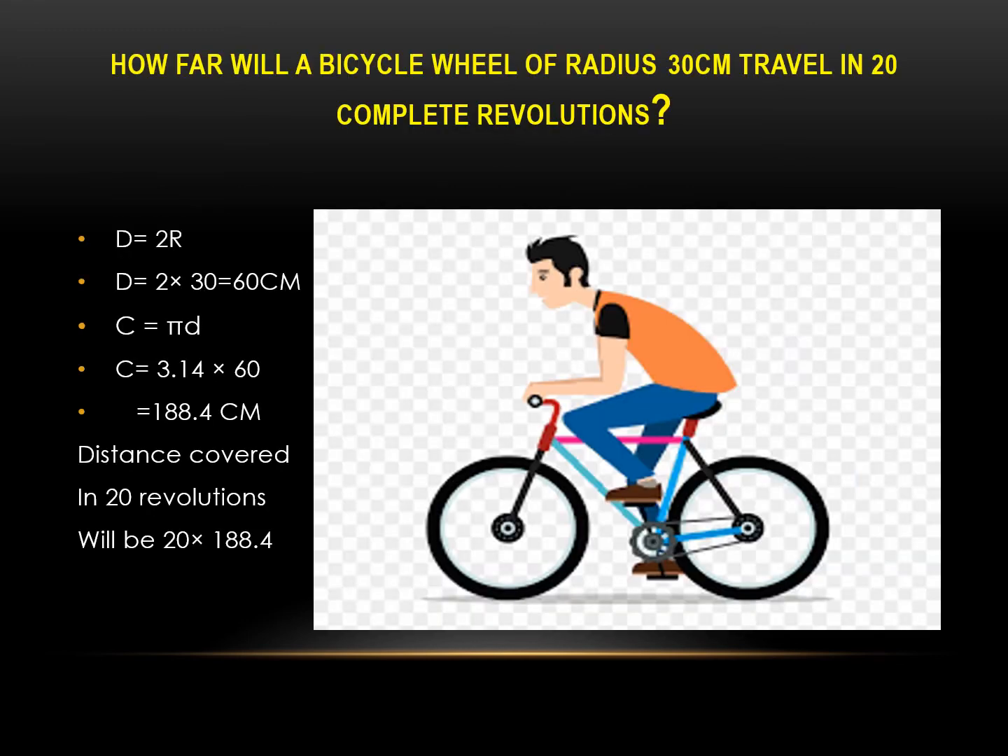How far will a bicycle wheel of radius 30 centimeter travel in 20 complete revolutions? What are they asking for? So the cycle wheel is a perfect circle. One revolution is actually the circumference of the wheel. So first we will calculate the circumference. We will get it as 188.4 centimeter. Now the distance covered in 20 revolutions. So if one revolution is 188.4, 20 revolutions will be 20 multiplied by 188.4.